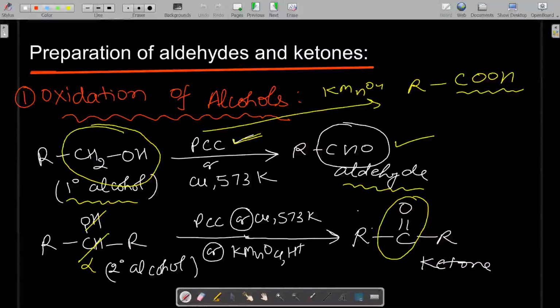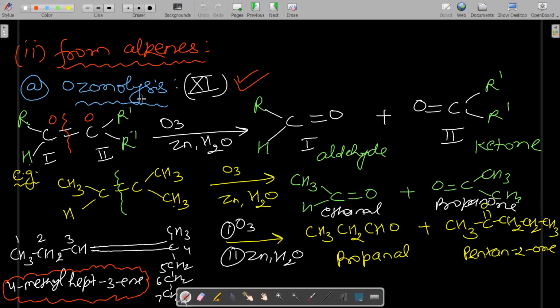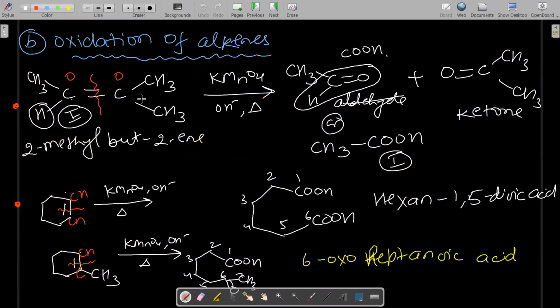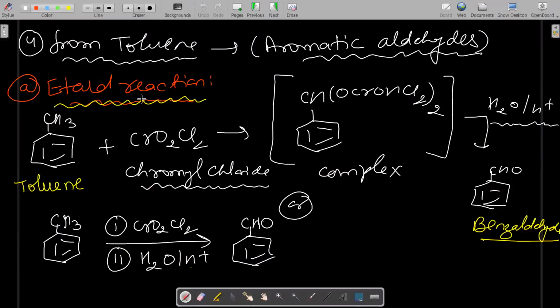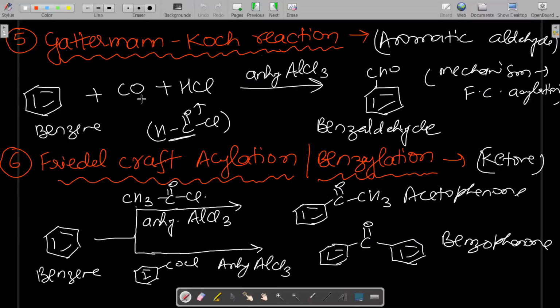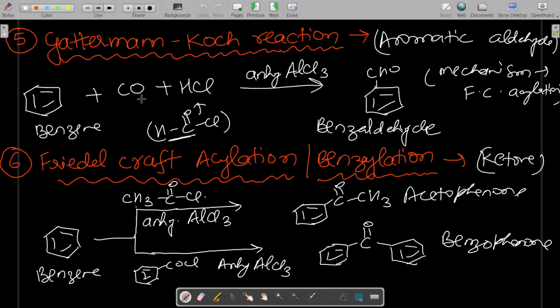So preparation of aldehydes and ketones, these methods we have already discussed. That is oxidation of alcohols; from hydrocarbons, that is hydration of alkynes, ozonolysis of alkenes, oxidation of alkenes. These methods from toluene, that is Etard reaction, Gattermann-Koch, Friedel-Crafts acylation. So up to these reactions we have already discussed.